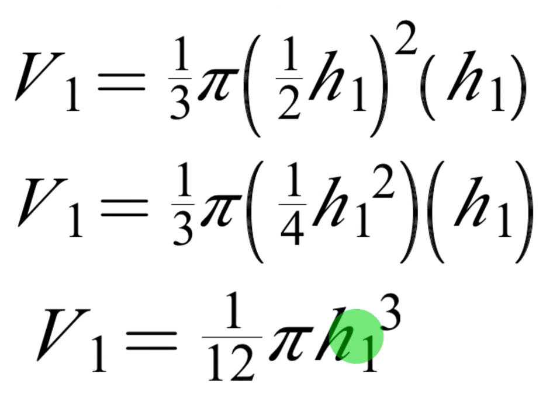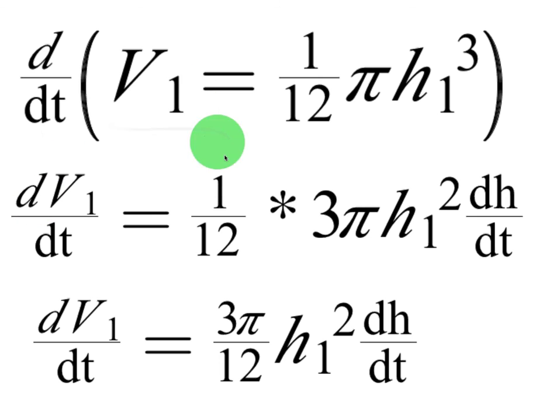Okay, so what from there? Well, since we have it in terms of one variable, we can now take the derivative. Remember, we're trying to figure out dV1/dt in order to figure out dV2/dt. The rate at which the coffee is dripping from the filter is the same as the rate at which it's going into the pot. So we're going to do some implicit differentiation using the power rule here. Move the 3 out, change this to a 2, multiply by dH/dt. So we get the rate at which the volume is dripping is equal to 3 pi over 12 H1 squared dH/dt.